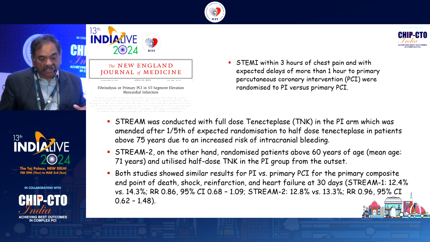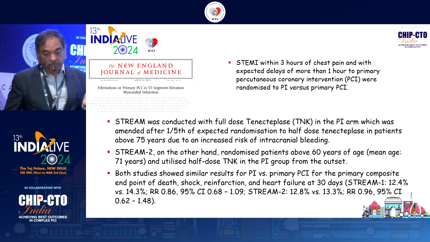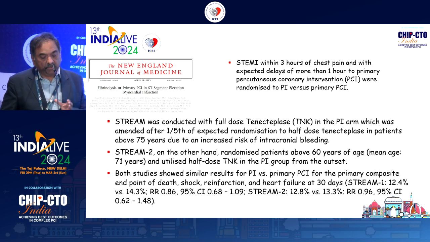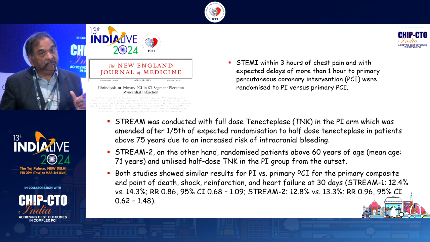Now, after that, there is STREAM 2, which has just been published, which looked at patients above 60 years and used half-dose tenecteplase. And these are the results. Both studies are comparable. If you look at STREAM 1, in terms of the composite endpoint as compared with primary PCI, STREAM 1 was 12.4 versus 14.3. In STREAM 2, this is the elderly subset with half-dose tenecteplase, 12.8 versus 13.3.